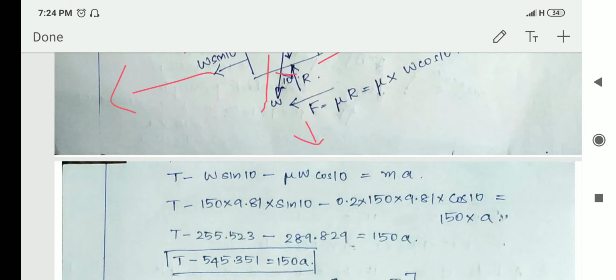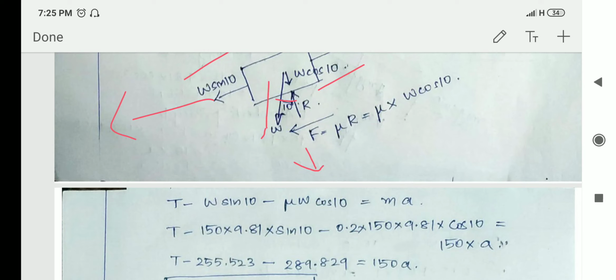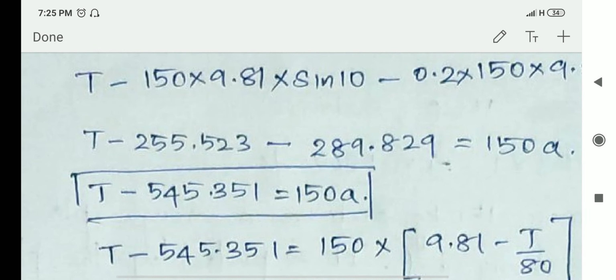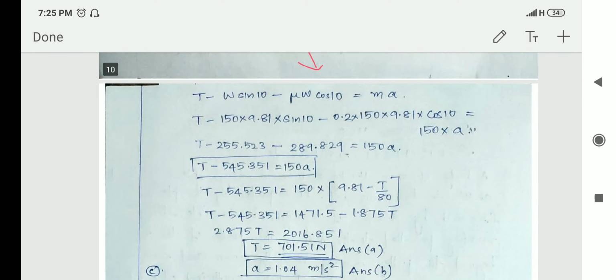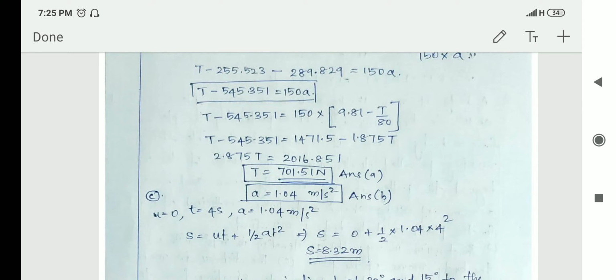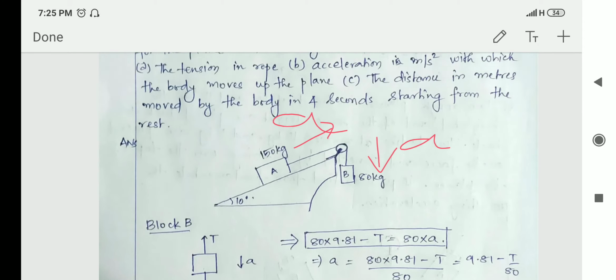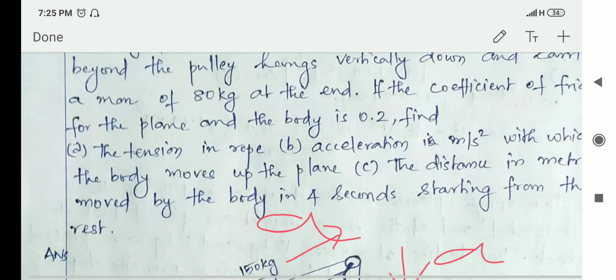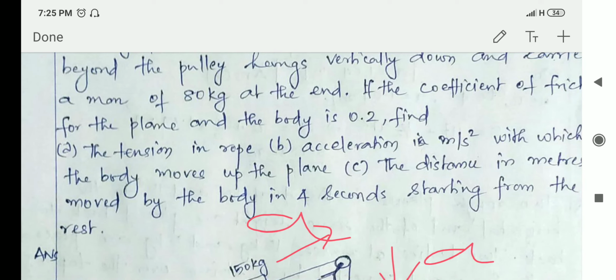Here also mu is given, W is given. Upon simplifying, we come to an equation of this form: T minus 545.351 equal to 150a. Here also T and small letter a are the unknowns. So we have two equations and two unknowns, and we can find out T and a. Hope this is clear. Having found the acceleration a, the first question, the tension in the rope, is answered. Now the second part, acceleration in meter per second square, is also found out.